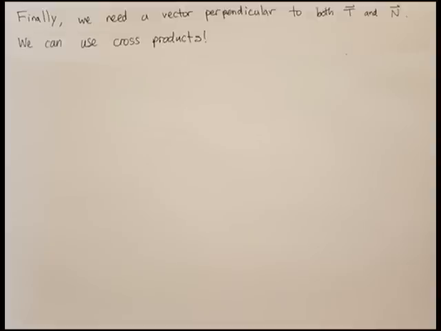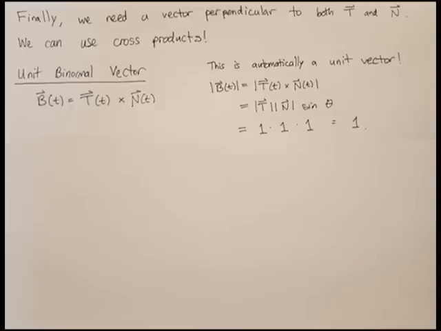Finally, we need to find one more unit vector, which is now perpendicular to both the unit tangent vector and the unit normal vector. Well, this sounds like a job for cross products. So we now define the unit binormal vector to just be the cross product of the unit tangent and the unit normal vectors. You may be wondering why we don't have to divide by the length of this thing, but it's because the unit binormal vector is automatically a unit vector.